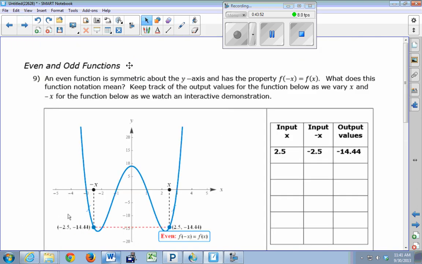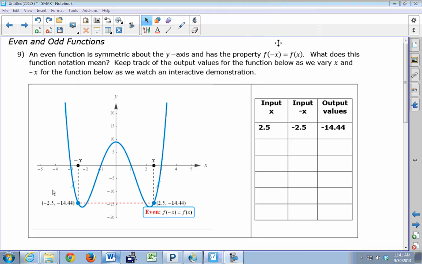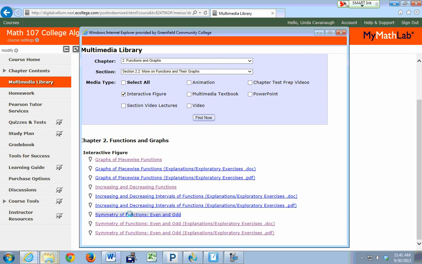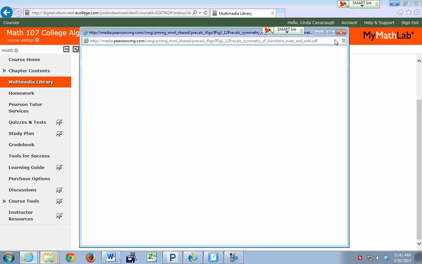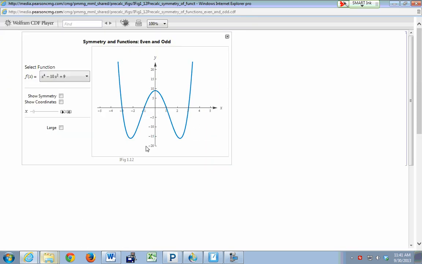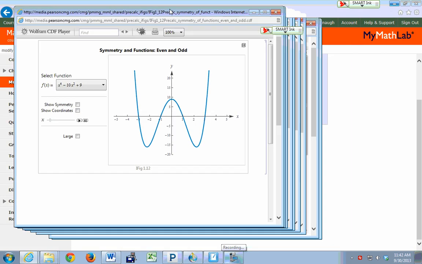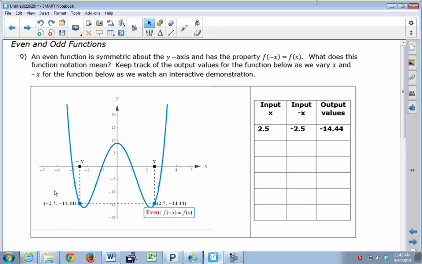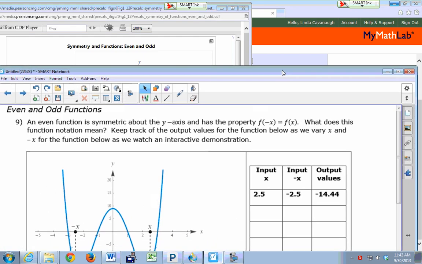That's good. The last thing we have to cover in this section is even and odd functions, and I have a little interactive video from our multimedia library. So let's go to even and odd functions down here. And we should see a picture very similar to what we have. Do you see a picture similar to that on your sheets? Okay, and let's see if I can get them both up at the same time. I don't think it's going to let me.